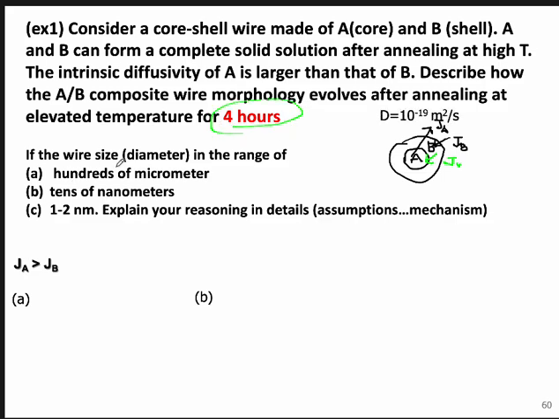So the question here is, if the wire diameter is in the range of hundreds of micrometers, tens of nanometers, and 1 to 2 nanometers, explain your reasoning in detail. So they ask about the wire morphology evolution. It turns out it's time dependent, and they gave you 4 hours. In the meantime, they also give you the roughly diffusivity for this interdiffusion.